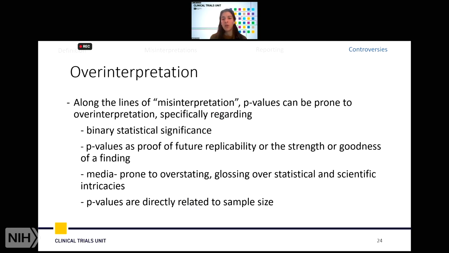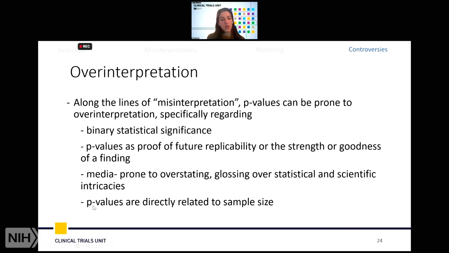So it's really important when you write to err on the side of being conservative in your interpretation, because people tend to skim and extract what they can quickly. And it's important to use language that acknowledges that the p-value is not going to be your end-all be-all for your study, and to view that as one part of your entire paper.